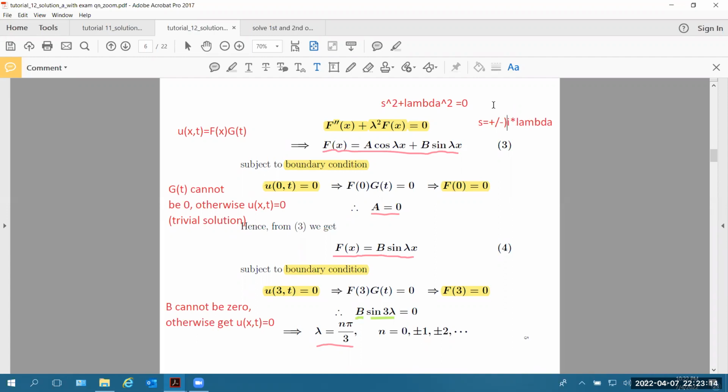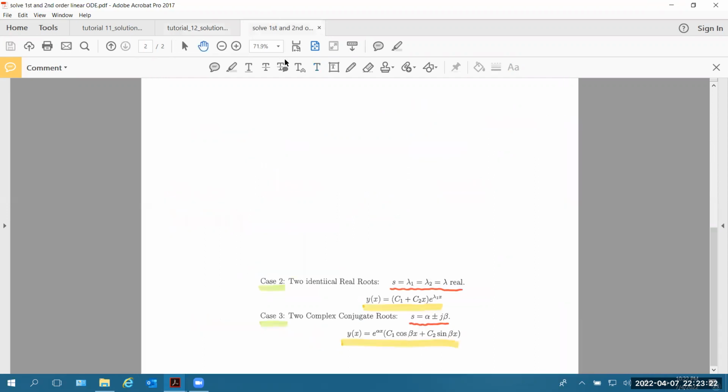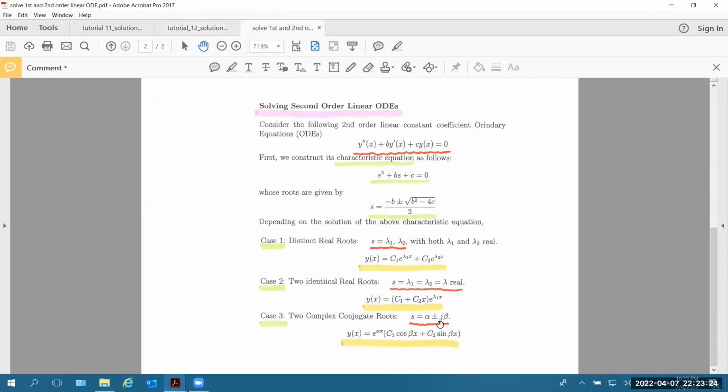Okay, got it. Thank you, Prof. Oh, you got it already? Yeah. So that means you get plus minus i lambda. You don't have an alpha here. Your alpha is 0. So that's why you get this kind. Is that all right? Yes, thank you, Prof.